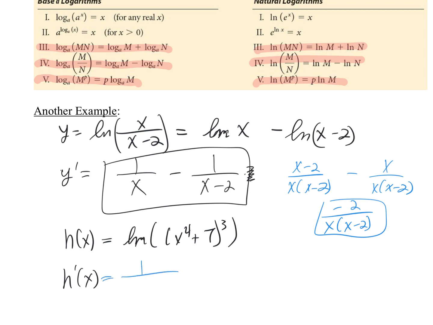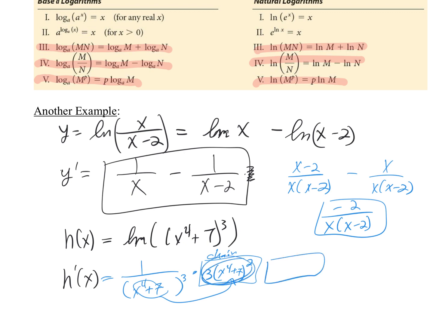This would be 1 over whatever you used to have, so that's x to the 4 plus 7, and that's being cubed. But then you would have to chain on the derivative of that, which would be 3 times what's in parentheses raised up to the 2, so just this stuff would go right here, x to the 4 plus 7. But then that's another chain rule, so then we chain again, and then it would be 4x cubed. And then you would simplify all of this. So looking at this, I'm trying to make it look obnoxious.